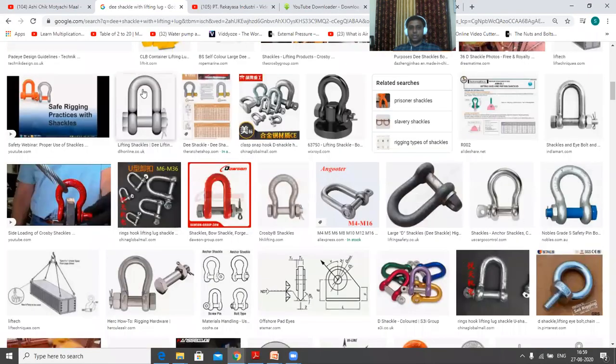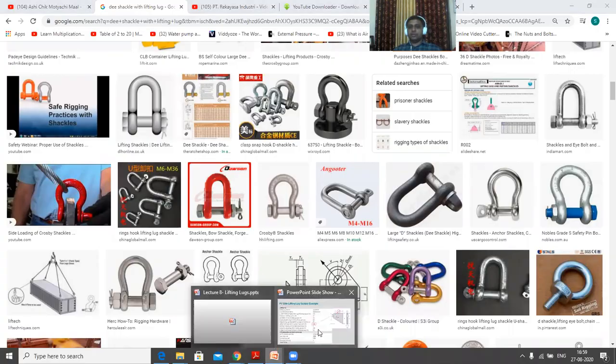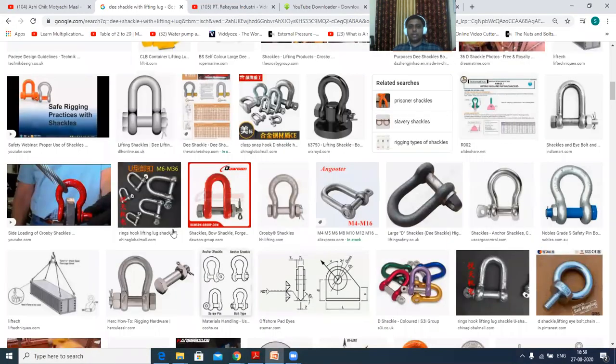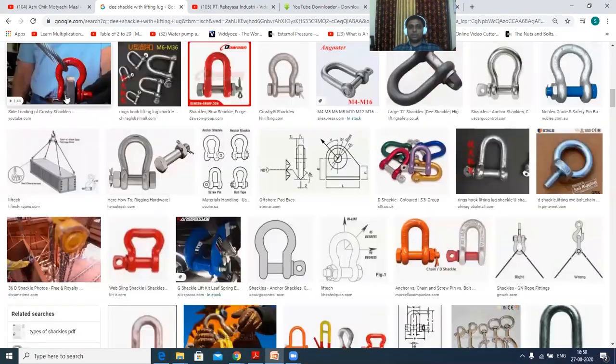So usually this height we have to keep in mind at the time of giving the dimension, which we have seen over here as the radius r. The radius r should be sufficient so that the D shackle can easily maneuver all around it. So this is typically a D shackle what we have seen over here, and this is how it will be placed on the lifting lug.